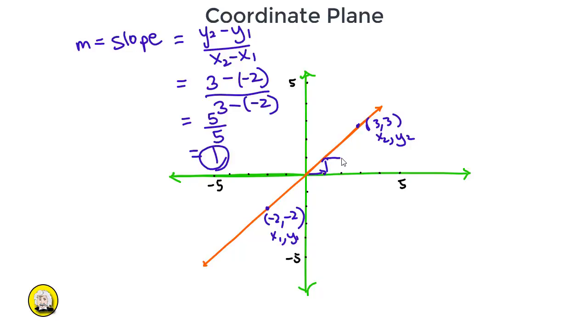So what exactly does that mean, positive 1 slope? It means for every 1 unit I move up in y, I move over 1 in the positive direction of x. Let's take another example.